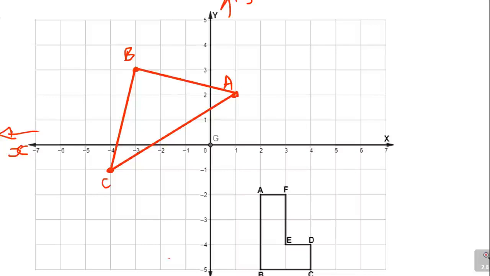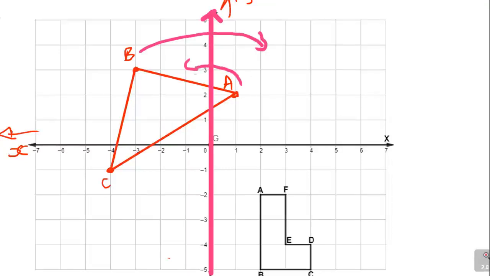Let me use something different and something thicker. You are reflecting here. You see that? This is the y-axis that you are reflecting on. So if you reflect B, look at it. Now, this is your mirror. B will jump this side. Are you seeing that? And then A will jump this side and C will jump this side.